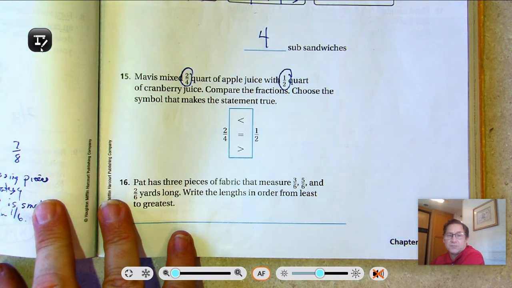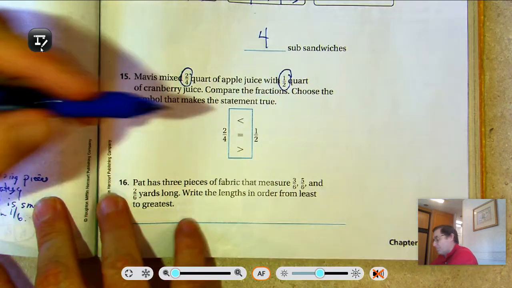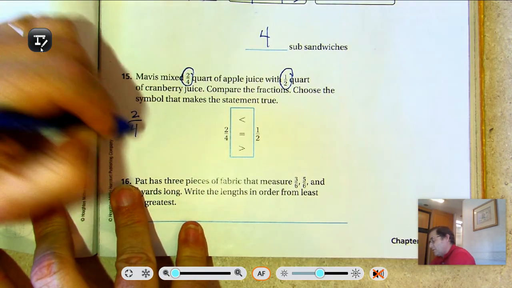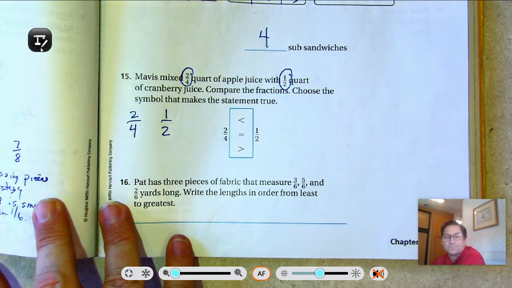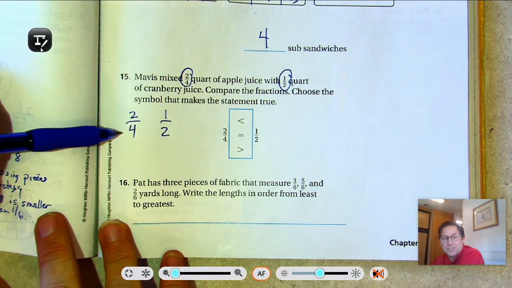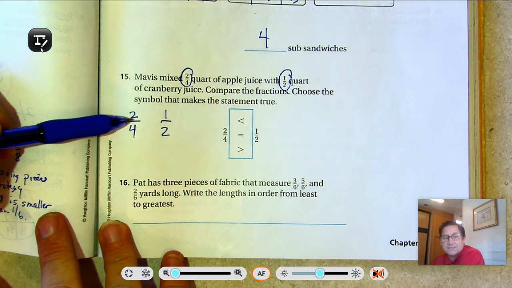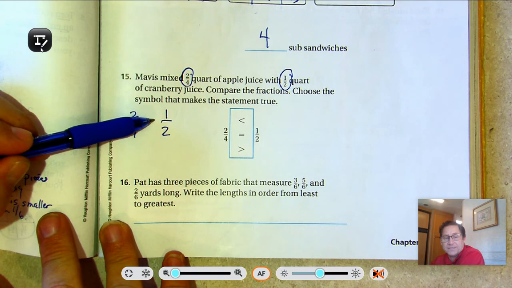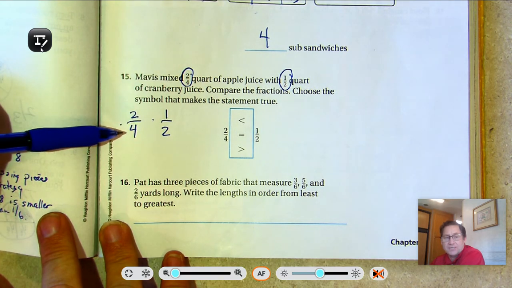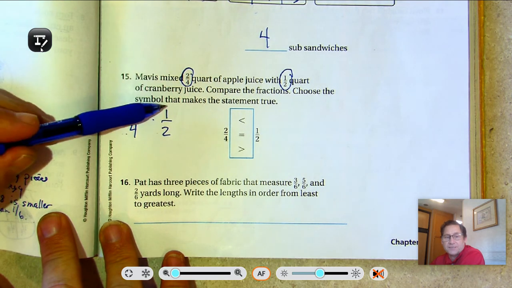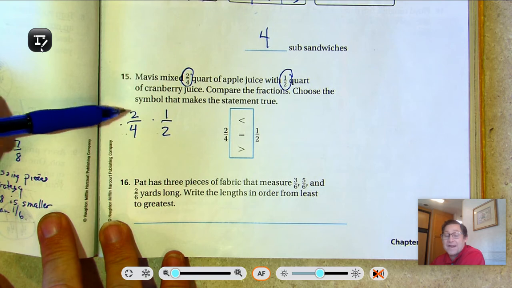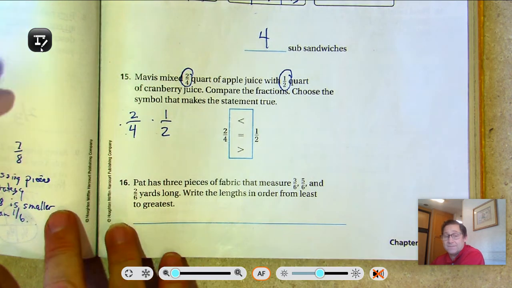Compare the fractions. Choose the symbol that makes the statement true. All right, 2/4 compared to 1/2. Well, I can't use the missing pieces strategy because this has 2 pieces missing, this has 1 piece missing. I can't use the same denominator strategy because they have different denominators. I can't use the same numerator strategy because they are not the same. But I can compare them both to 1/2.